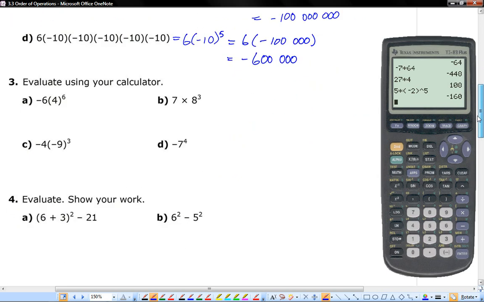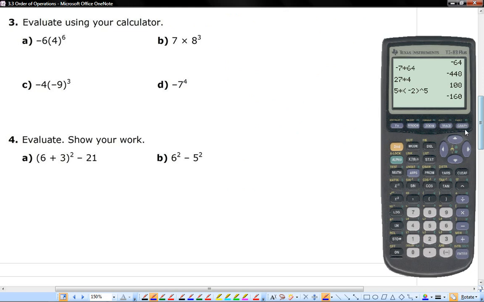Okay? Now, the next example says evaluate using your calculator, and you could certainly do it all in one step. So for instance, in 3a, you could do negative 6 times 4 to the power of 6, and you get your final result of negative 24,576. I still would like to see the work here, so let's see if we can do that. So we're going to do negative 6 times 4 to the power of 6 is equal to, that is 4,096, and now we know that when we multiply that by negative 6 we're going to get negative 24,576.